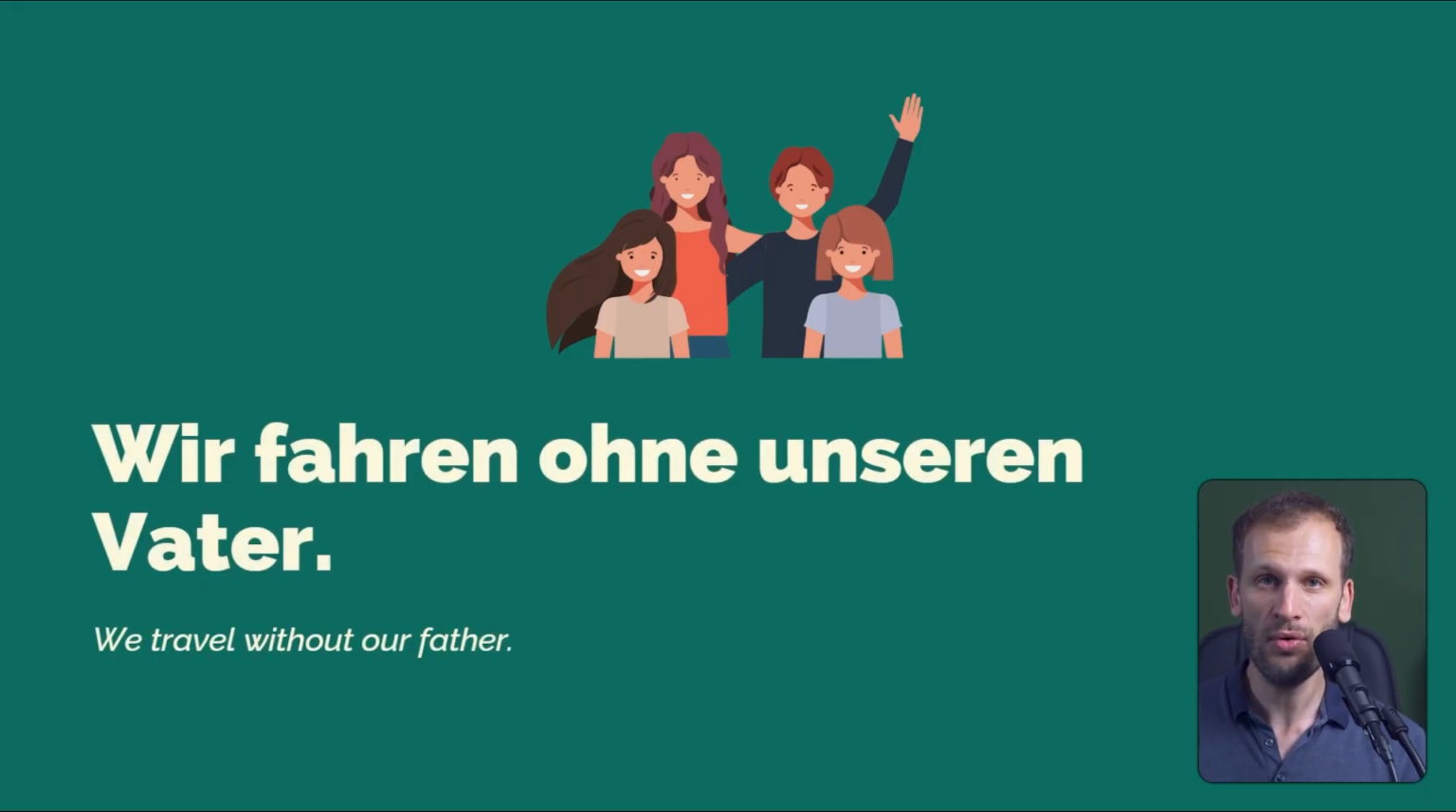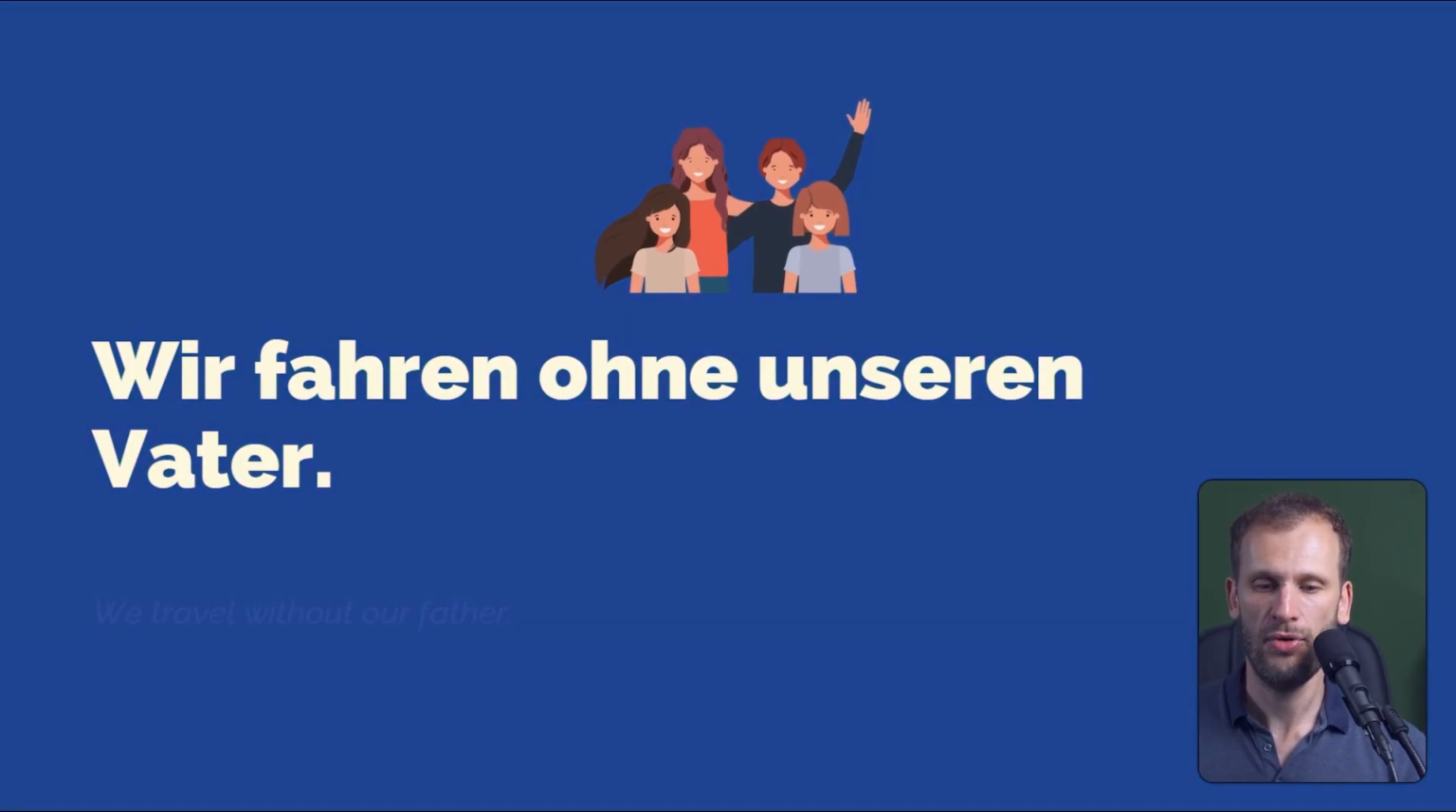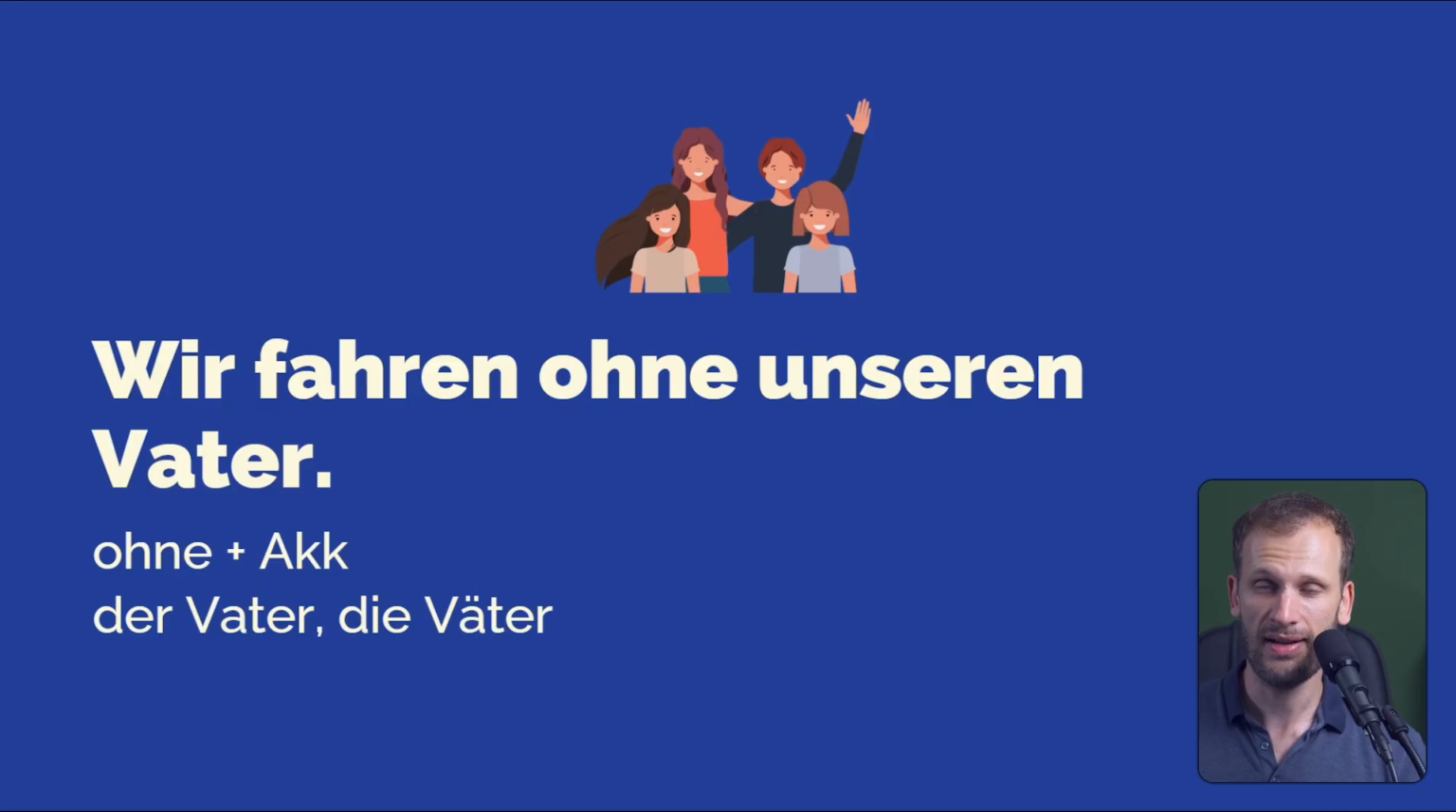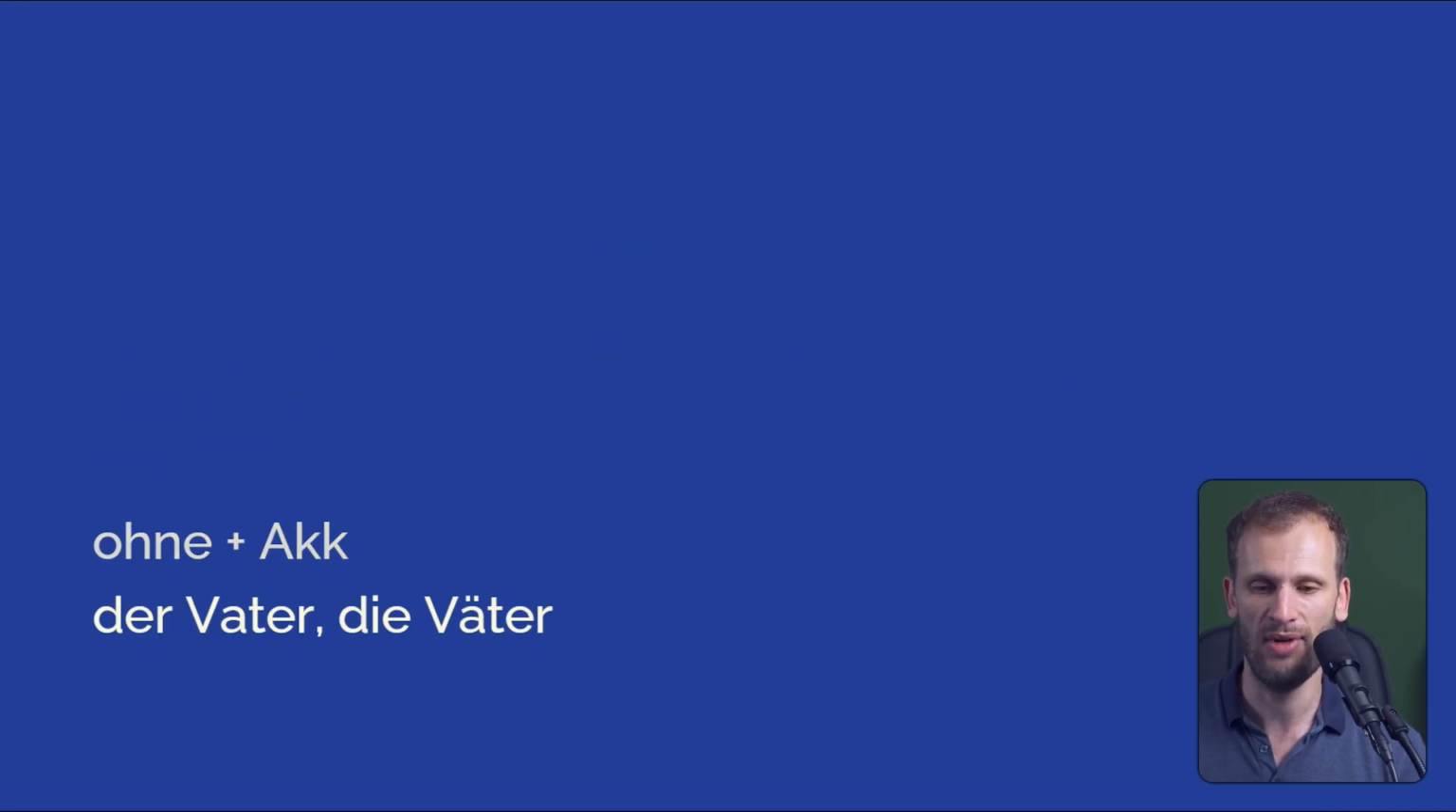Wir fahren ohne unseren Vater. We travel, we are going some places without our father. Ohne plus accusative. That's why we have unser, and now the ending en. It's the masculine accusative ending. So ohne is one of the foo dog prepositions, and therefore we need ohne plus the accusative case. Ohne mich, ohne dich, ohne unseren Vater. Der Vater, die Väter, with an umlaut.